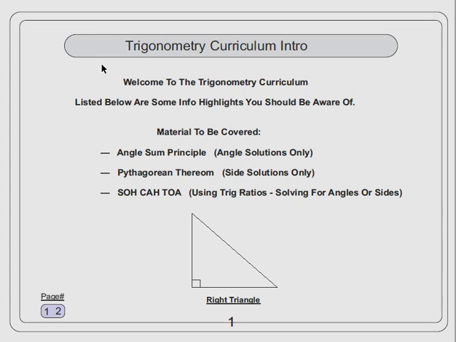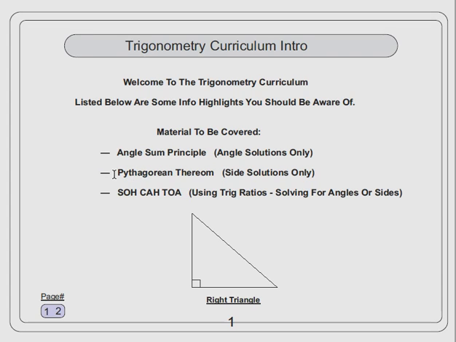On the screen, I have listed some highlights that you should be aware of as we progress through the curriculum. The first item on the list is the angle sum principle. You should be aware of the fact that this angle sum principle solves for unknown values for angles only.